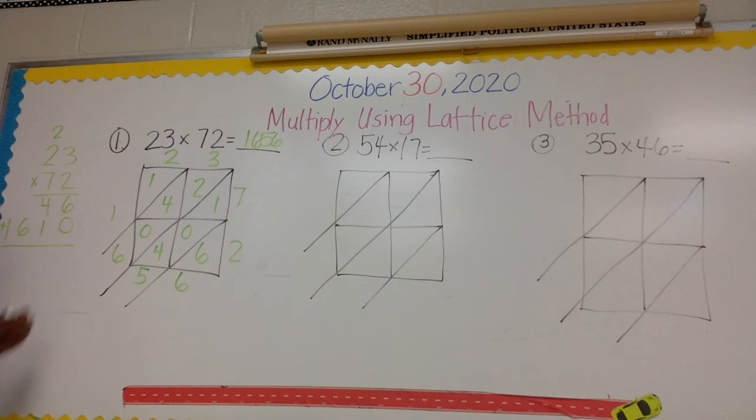Now I'm just going to add, okay? 6 plus 0 is 6. 4 plus 1 is 5. 6 plus nothing is 6. 1 plus nothing is 1. And it's the exact same thing as I got this way.